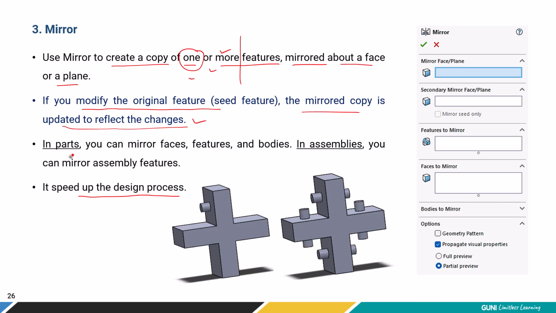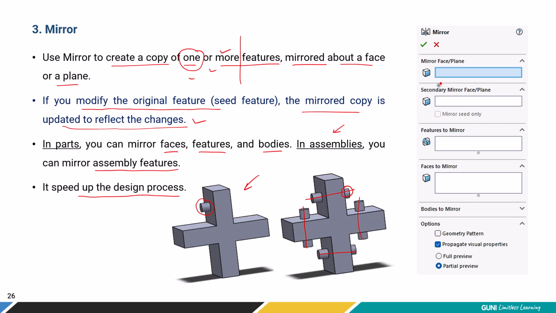So in parts, you can mirror faces, features, and bodies. But if you are in assembly, then you can mirror the assembly features. We'll see all this when we learn in the assembly module. Now here in this figure, we have one circular feature which is mirrored on the right side. Now these two get mirrored over here as well as on the left side and right side.